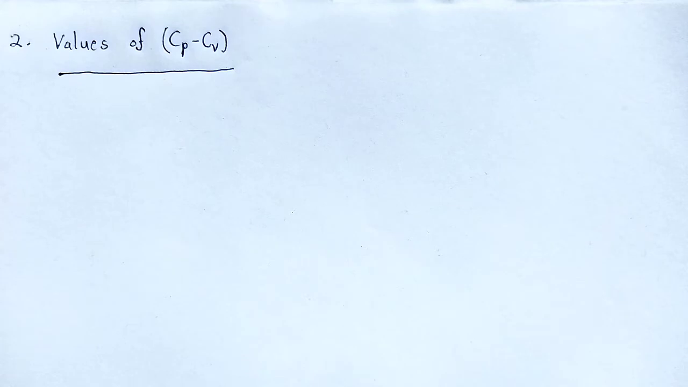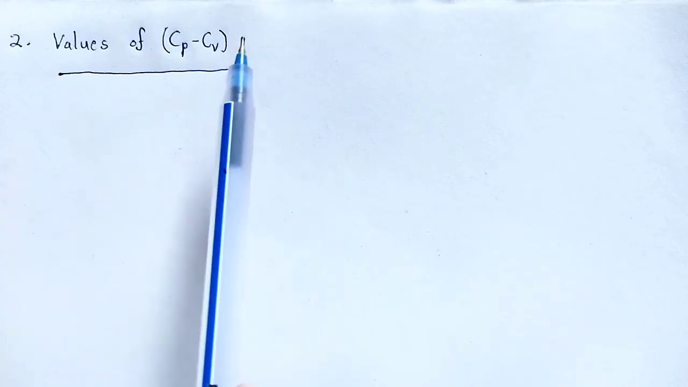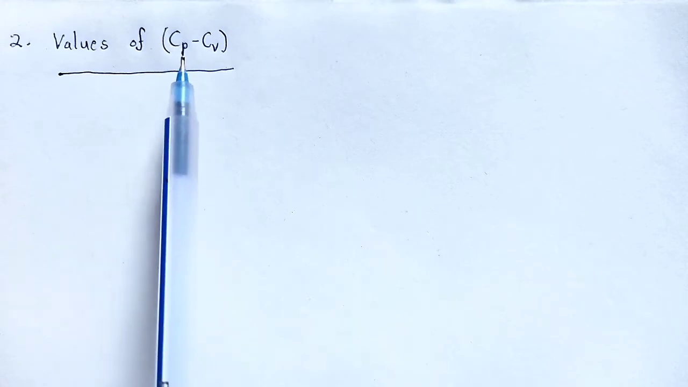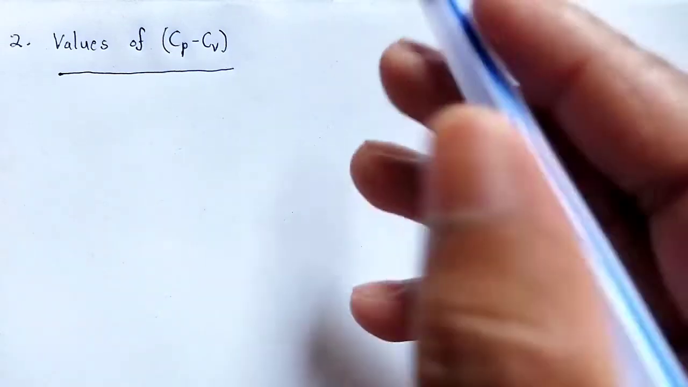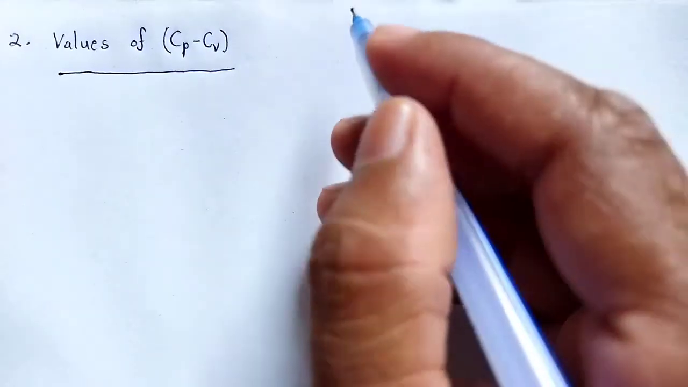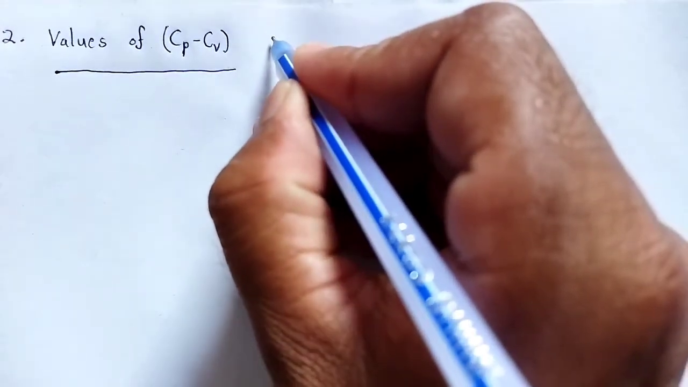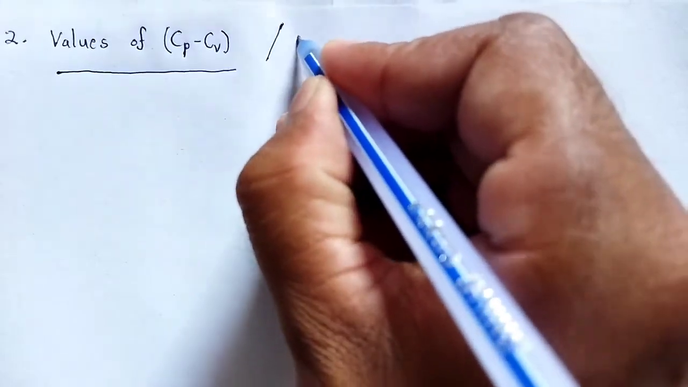In this video, we are going to discuss another application of Maxwell's thermodynamic relations, that is the value of Cp minus Cv. Let's begin. Cp minus Cv. Cp is the specific heat at constant pressure, Cv is the specific heat at constant volume, which is further known as Mayer's formula.